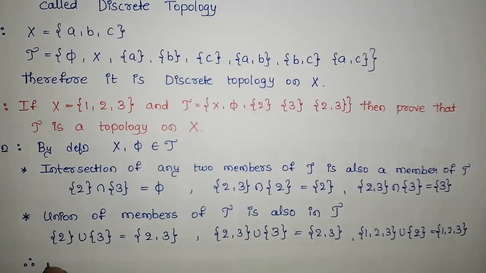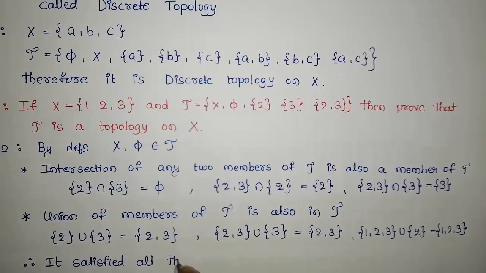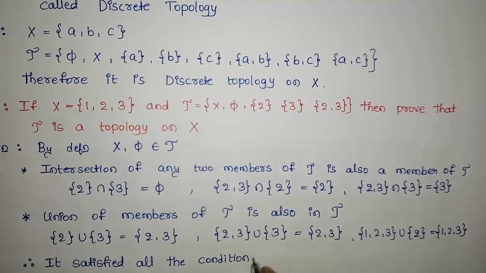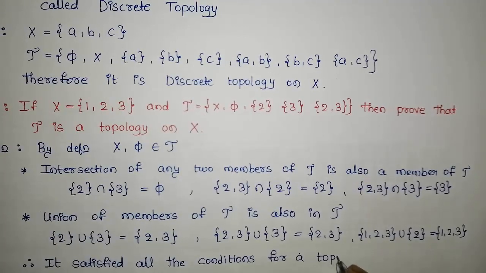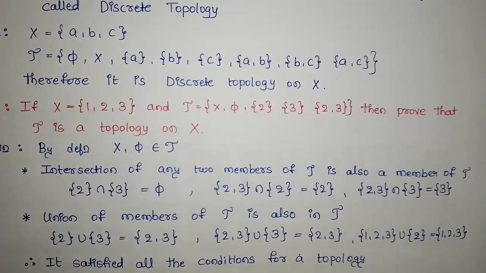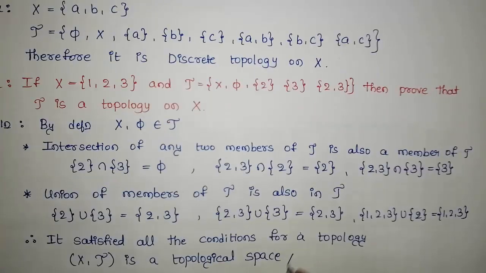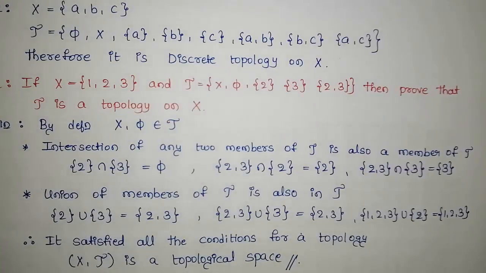Therefore, it satisfied all the conditions for a topology. Hence, X comma tau is a topological space. Got it? Like this type, they will ask in your exam.